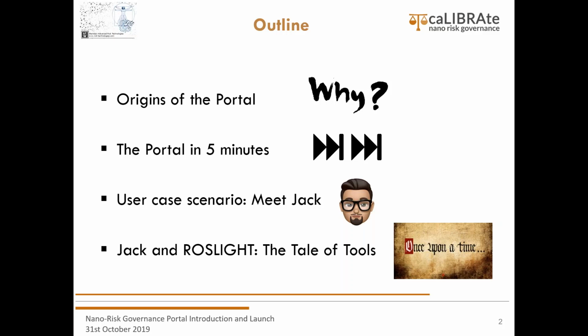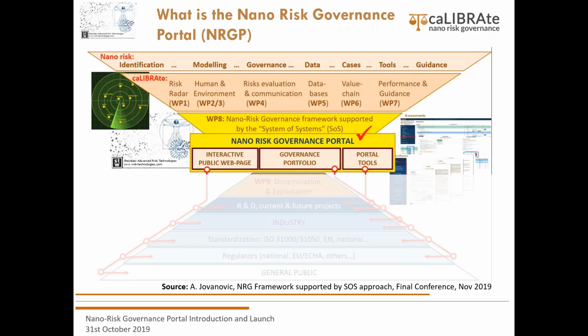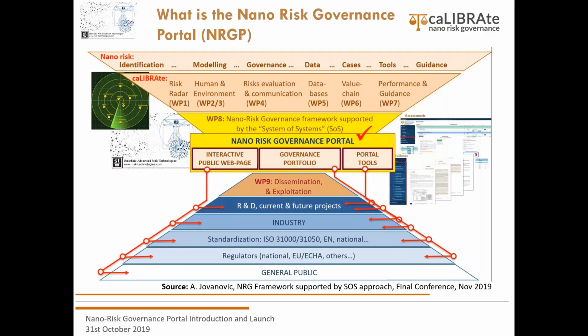The origins of the portal started from the different tasks in the caLIBRAte project, which include nanorisk identification, modeling, governance, databases, collection of case studies, tools for testing and producing guidances. These were part of different work packages, which were condensed into work package 8, the work package involved with developing the portal. At the end of this pyramid, we have three distinct parts of the portal: the interactive public web page, the governance portfolio, and the portal tools. Going forward, this would be disseminated and exploited and probably used in different scenarios in industry and other sources.